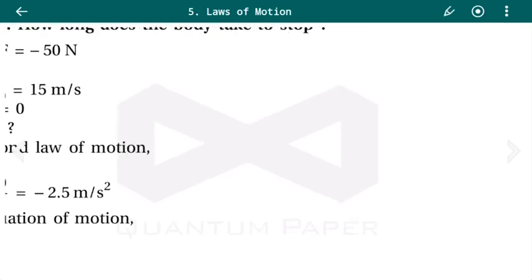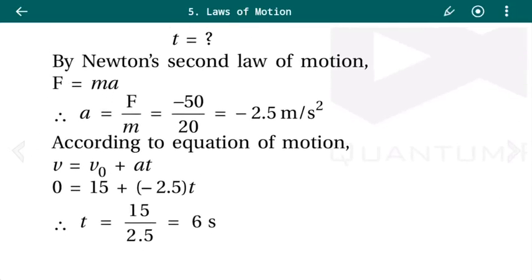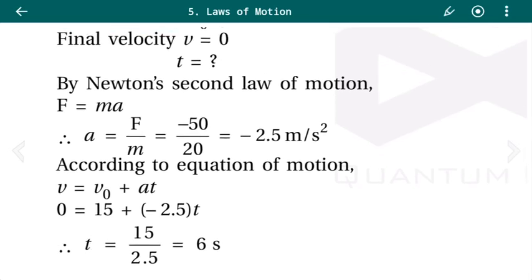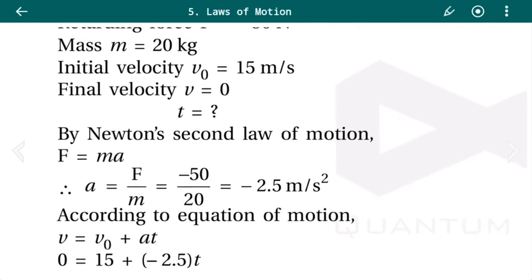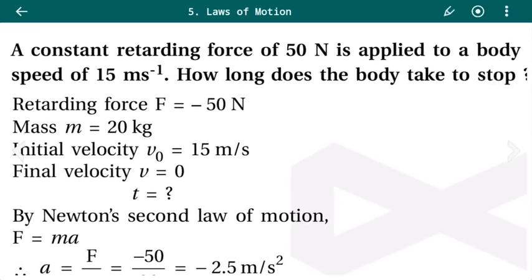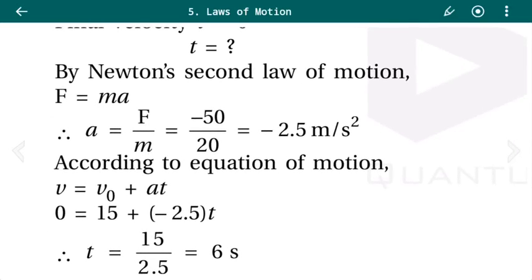So here you can see, by Newton's second law of motion, F is equals to ma, so A is equals to F by m. Value of force, that is minus 50, because here it is the retarding force, so we can write it as minus 50 upon mass, that is 20, so its value is minus 2.5 meter per second square.